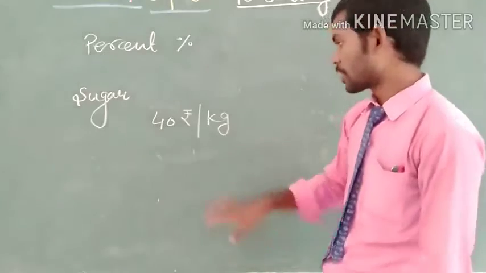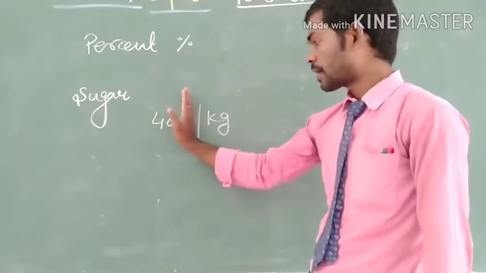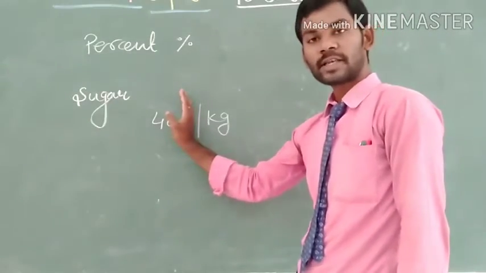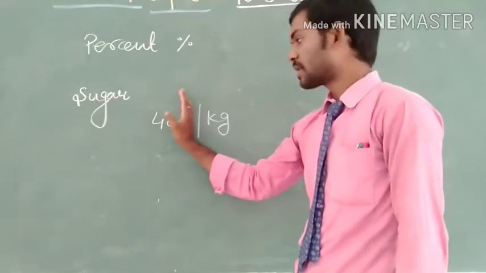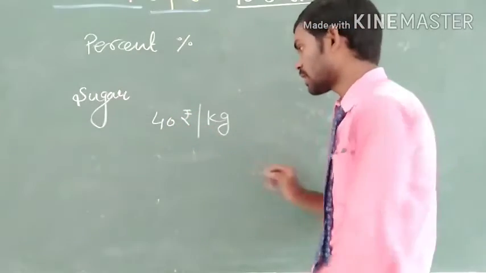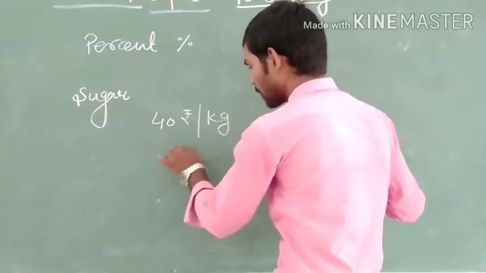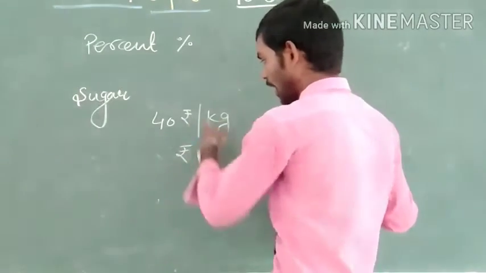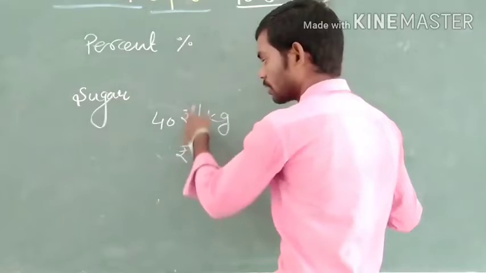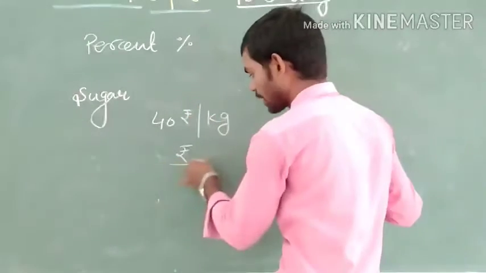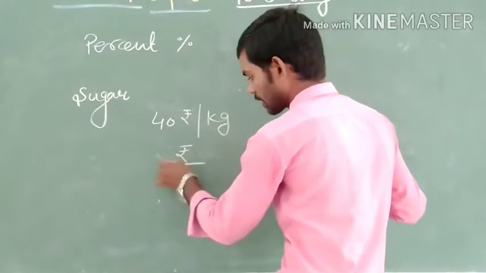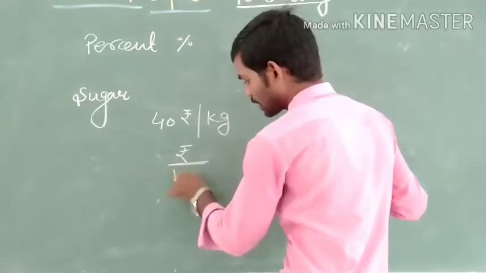Then listen to me carefully. He will say per kg, rupee per kg. Therefore, we write rupee as it is, and this is the upon. So we can write it like this: this is upon, and here we write kg.